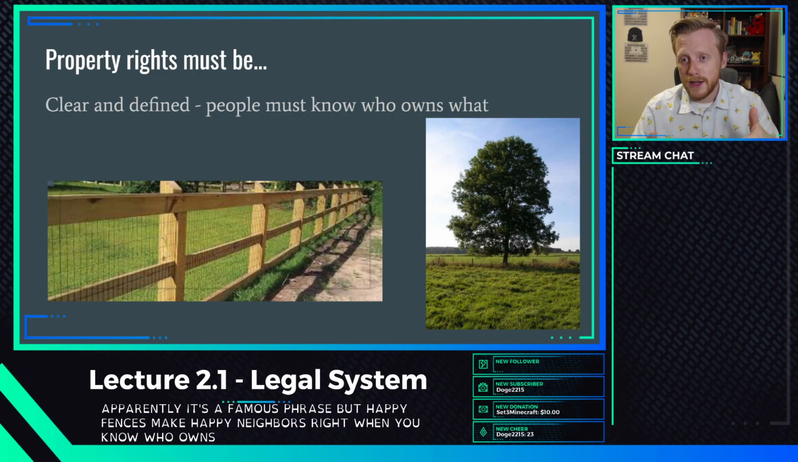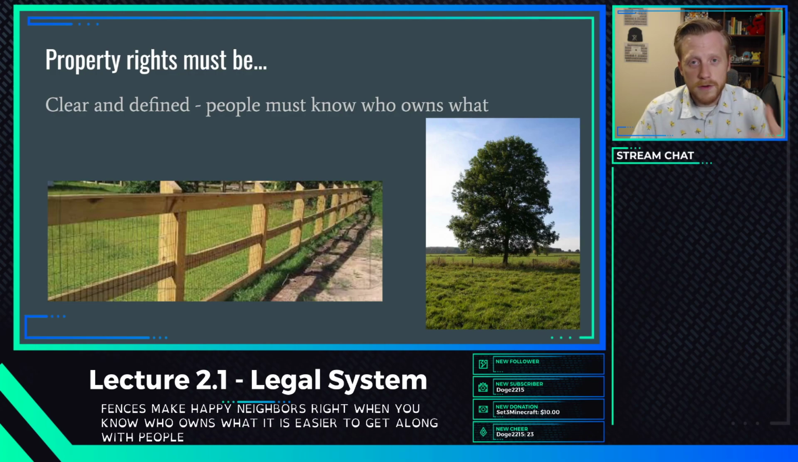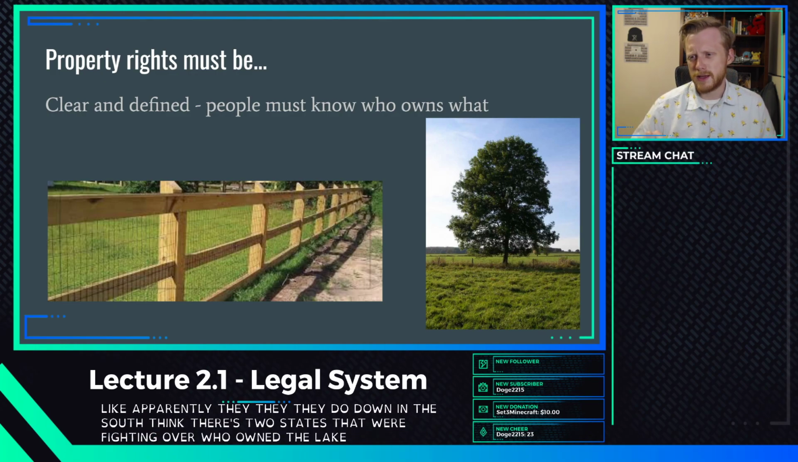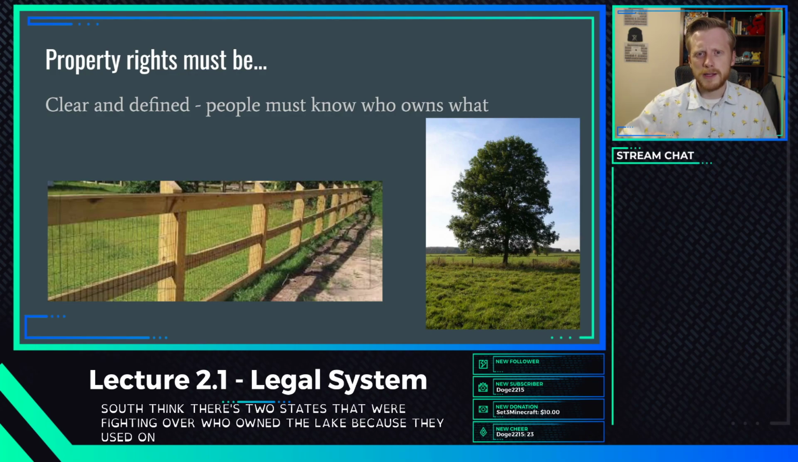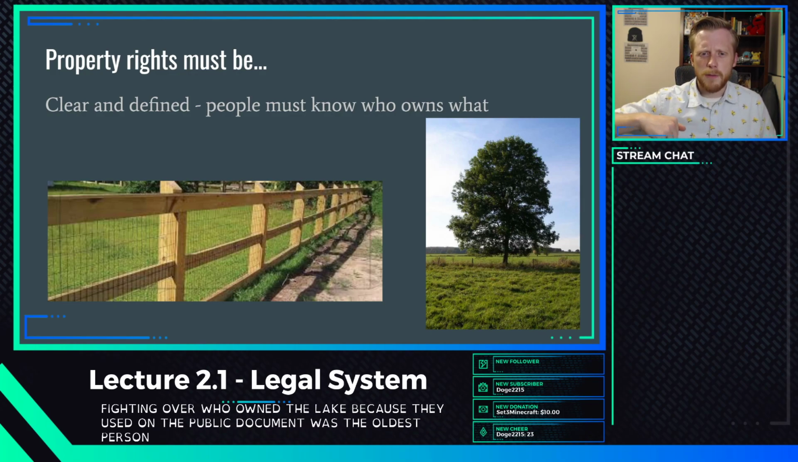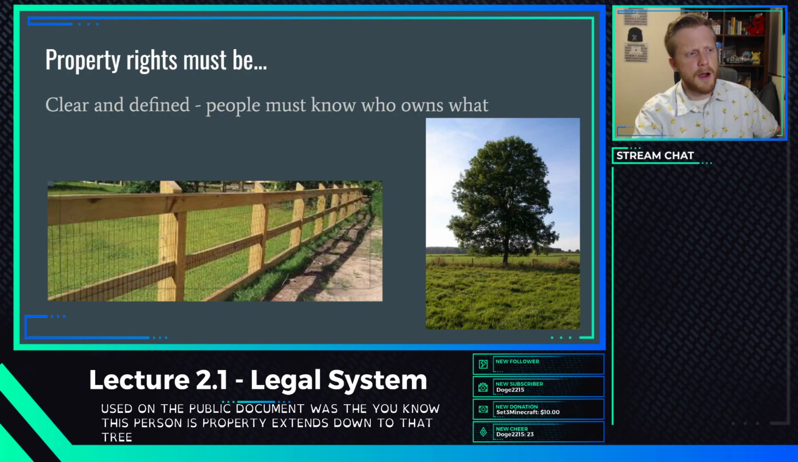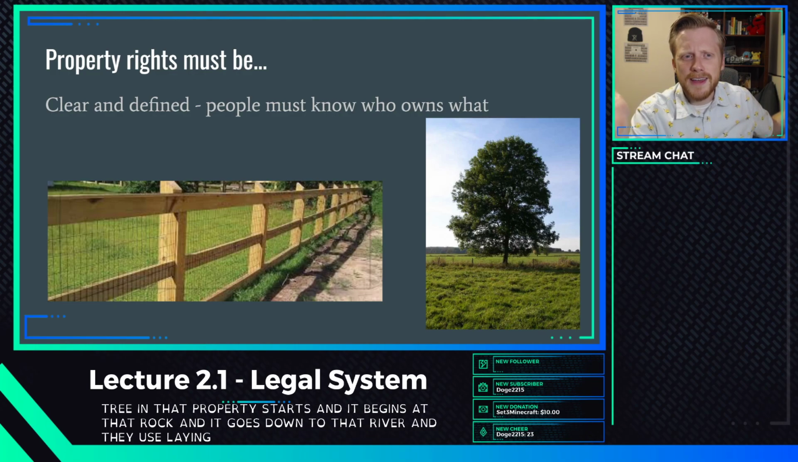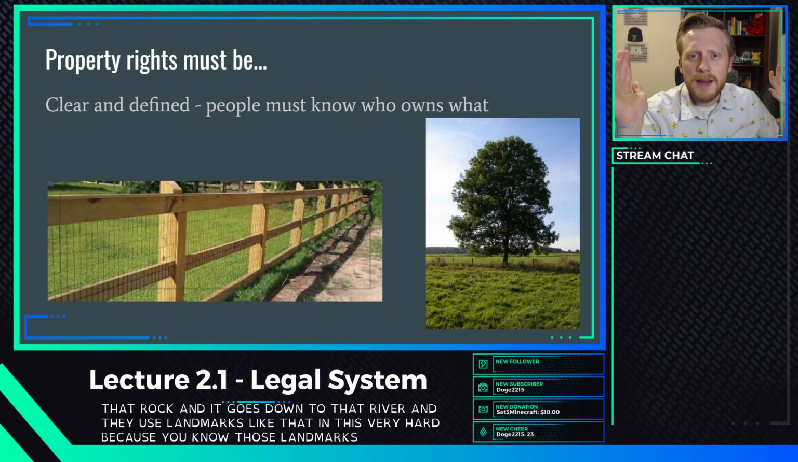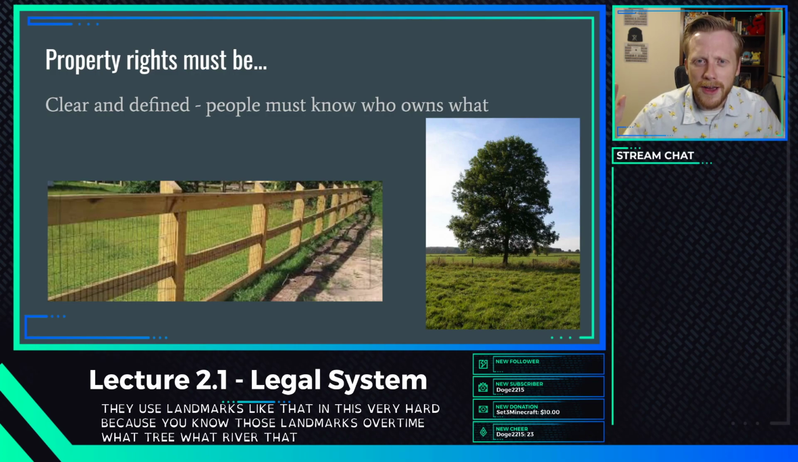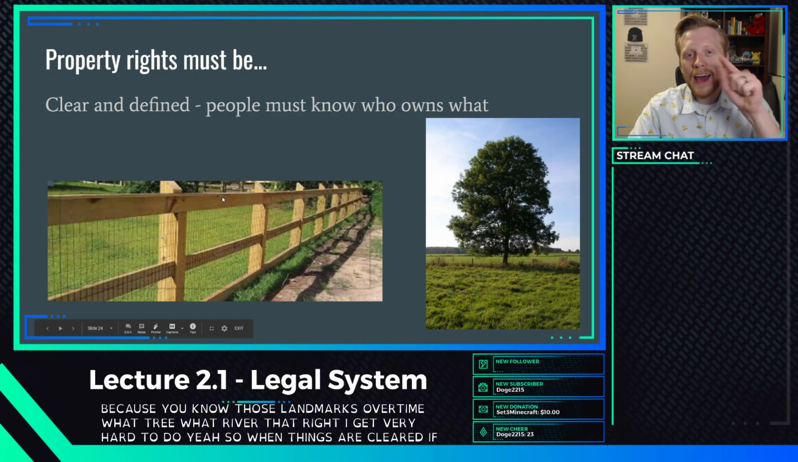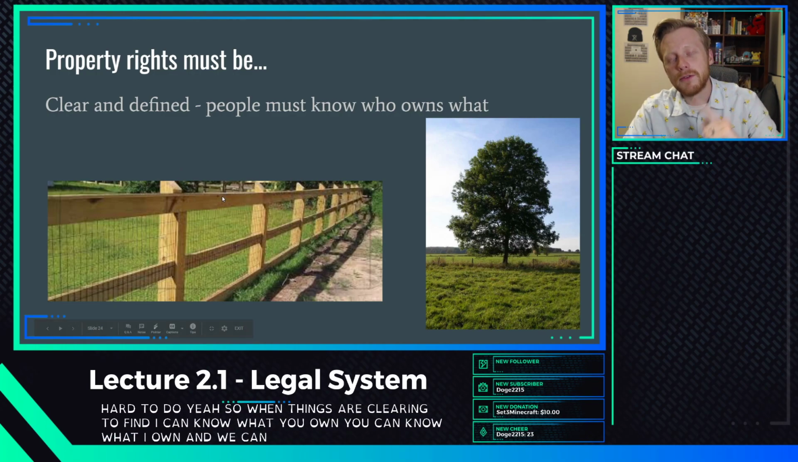When you know who owns what, it's easier to get along with people because you're not going to be overstepping any boundaries, right? Apparently down in the South, I think there were two states fighting over who owned a lake because the public documents said this property extends down to that tree, and that property begins at that rock and goes down to that river, and they use landmarks like that, and that's very hard because over time, that tree, that river dried up years ago, right? It's very hard to do. So when things are clear and defined, I can know what you own, you can know what I own, and we can respect that.